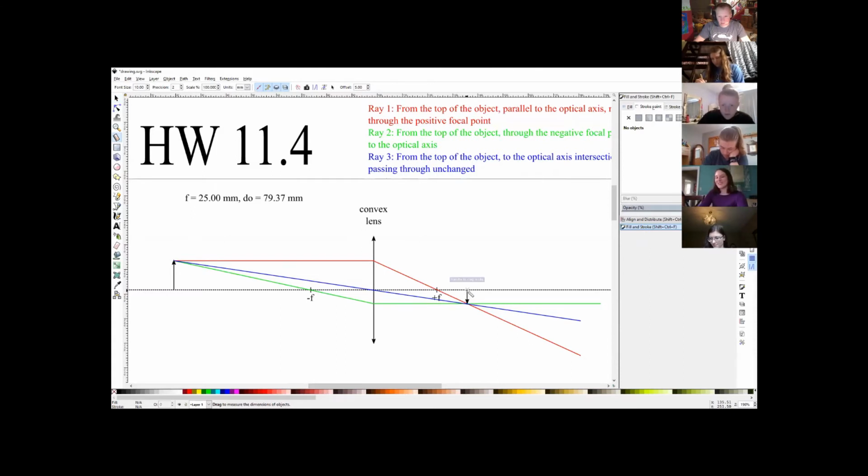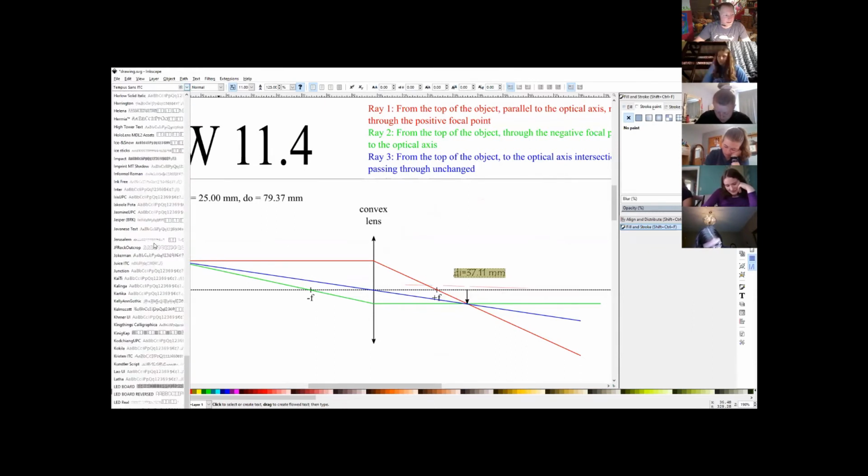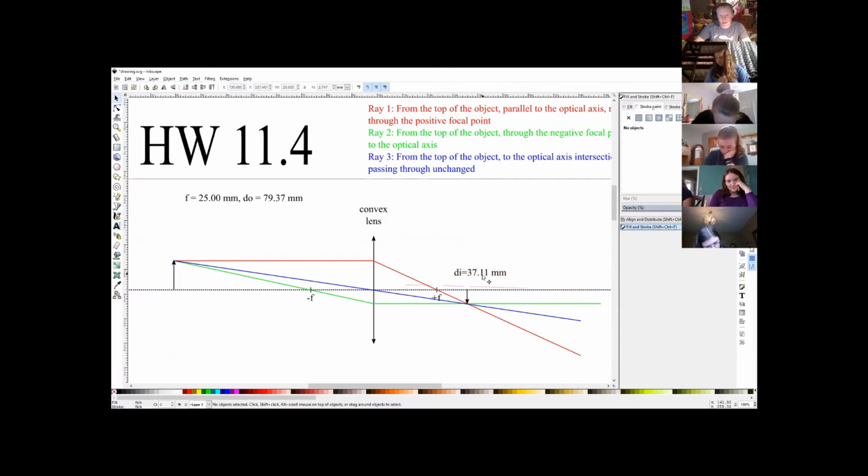So I'm going to measure from the point that it meets the optical axis back to the center of the lens, and I get an image distance of 37.11 millimeters here. And so if we have time, we'll go back and check that with the math and make sure that that works out. But it should be really, really close.